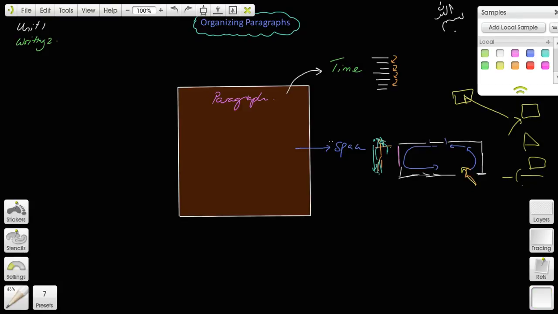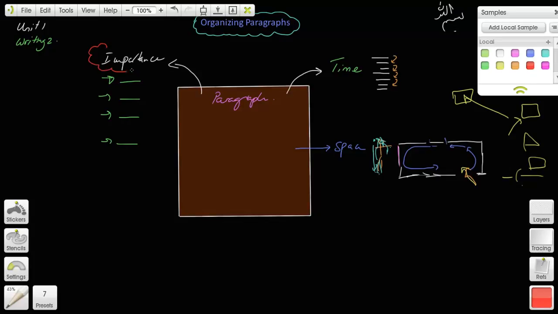Now, another way to organize paragraphs is by importance. Okay, so let's say somebody's talking about the things you should take when you're going on a trip to Mecca or something like that. So the most important thing you should take is your passport. The second most important thing is this. The third most important thing is this. And don't forget to take your toothbrush. Now, if somebody forgets a toothbrush, it's not that big of a deal, right? But if somebody forgets a passport, that's a very big deal.